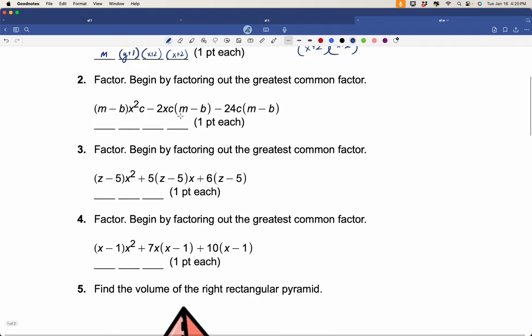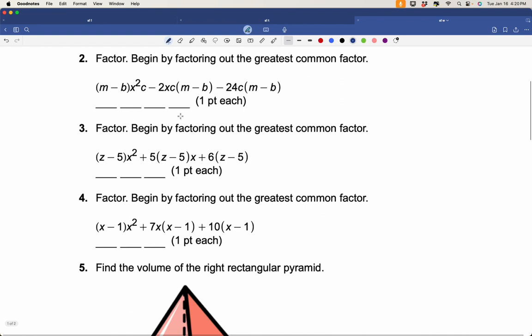All right, we're going to begin by factoring out the greatest common factor again on this one. So we have m minus b, m minus b, m minus b. We also have a c, and a c. So if we take those out, we have c, m minus b. It doesn't matter what order you put them in. It's going to check each one individually against a list of factors, and they can be in any order, so it doesn't matter. If you put m minus b first, it should mark it right.